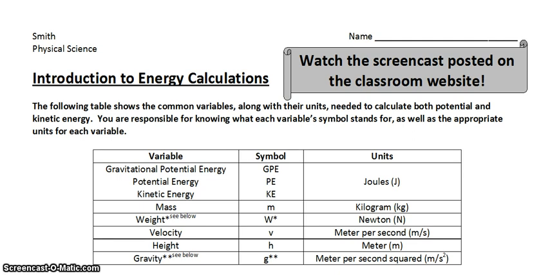You should have this handout in front of you. You should also have a calculator available. All right, Introduction to Energy Calculations. The following table shows the common variables along with their units needed to calculate both potential and kinetic energy.